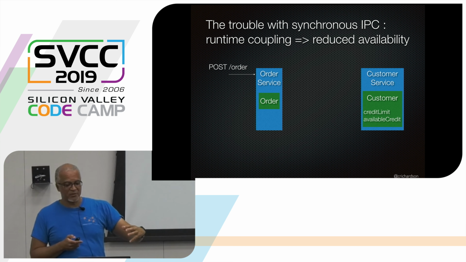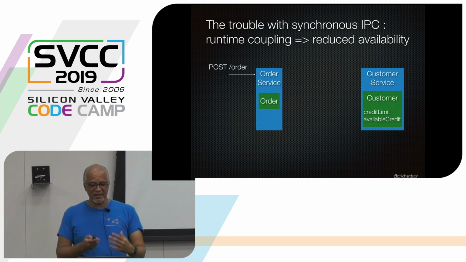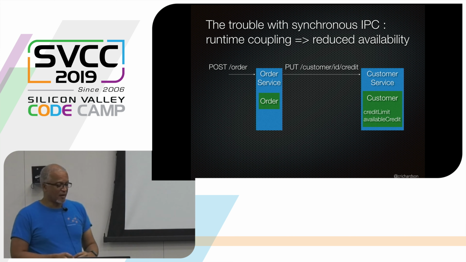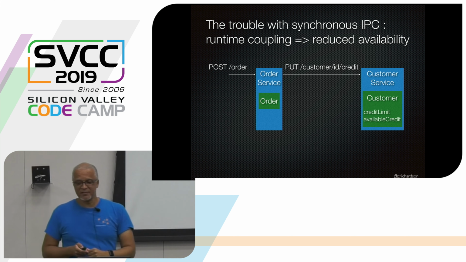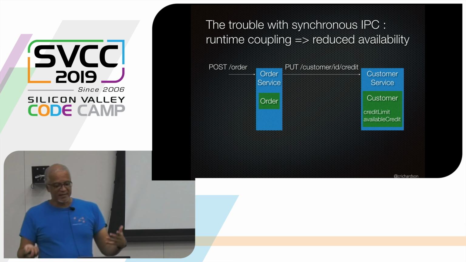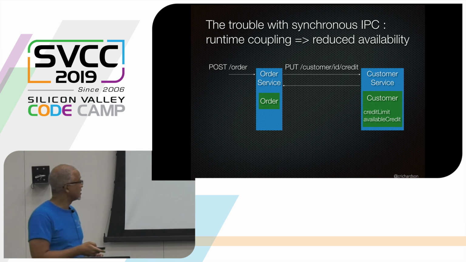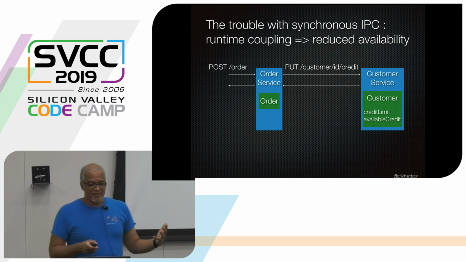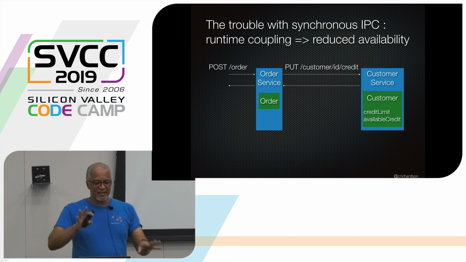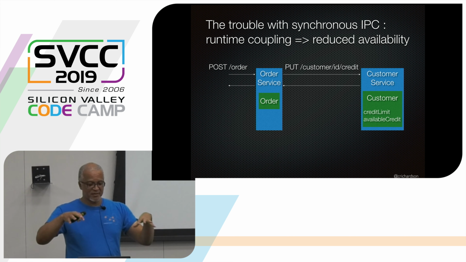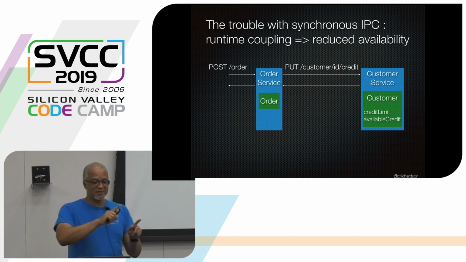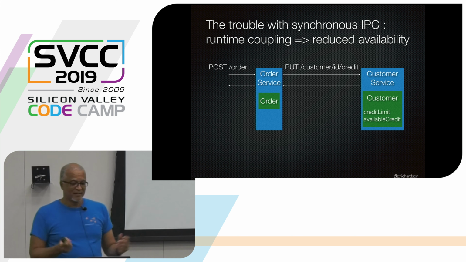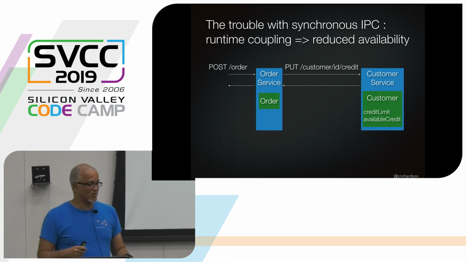gets a request to create an order. In order to do that, it needs to reserve credits in the customer service. So it makes a PUT request to the customer service, and it's sitting there waiting for a response to come back, and one does, and then it can finally return a response to its client. So here we might have taken some modules that existed in our monolith and replaced method calls with REST, and it all seems kind of simple.